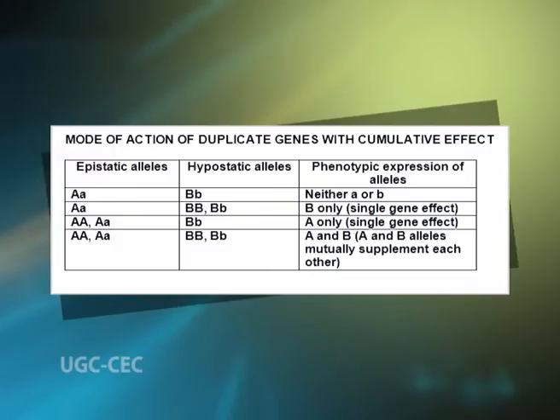In the third row, the epistatic alleles is capital A small a. The hypostatic alleles is capital B small b. The phenotypic expression is capital A only. In the fourth row, the epistatic alleles is capital A small a. The hypostatic alleles is capital B small b. The phenotypic expression is capital A and capital B.